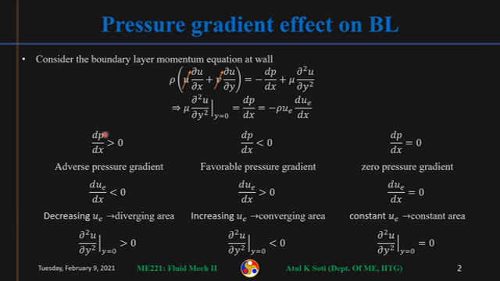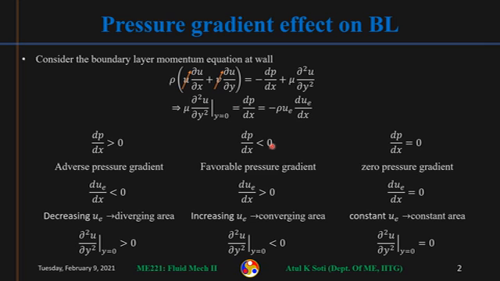So if dp by dx is greater than 0, du by dx will be less than 0. That means ue will be decreasing as you move along the wall. So if ue is decreasing, that means the available area is increasing. Decreasing ue means diverging area. A1 V1 is equal to A2 V2. Remember that we are talking about the inviscid core flow velocity. So this adverse pressure gradient will be related to diverging area. Okay, and then this sign also will be positive.